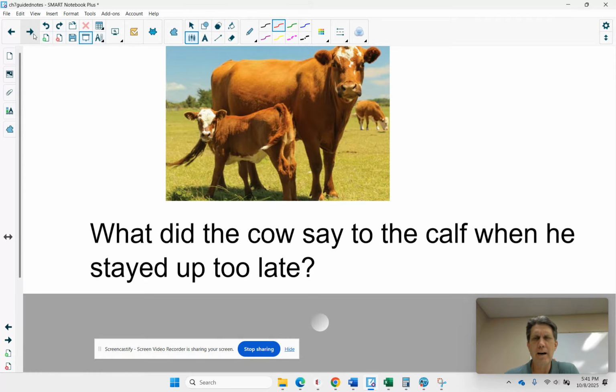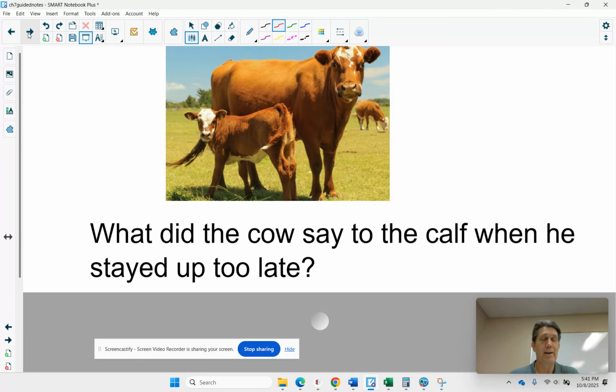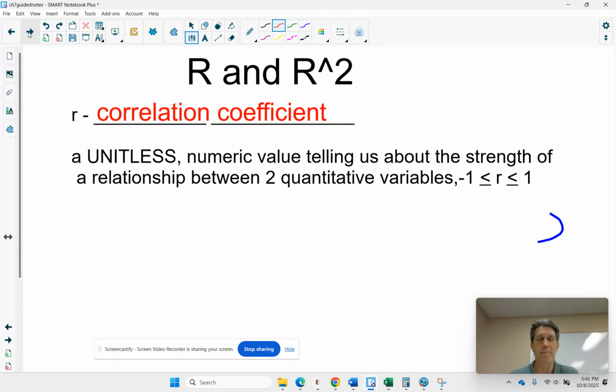Oh, what did the cow say to the calf when he stayed up too late? It's past your bedtime. Sorry, I have to have some of my silly humor worked in. Couldn't take that one out. Anyway, now that you're kind of rolling over and groaning from that, let's keep going.